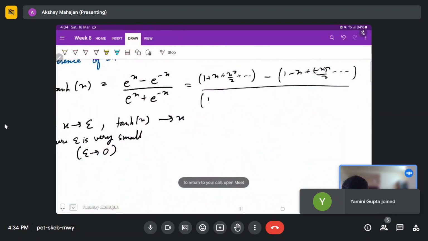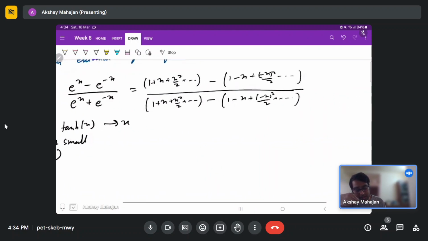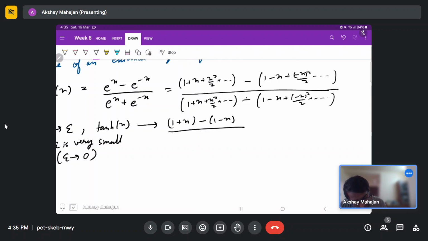Alright, and then similarly just do this expansion here, and minus x plus minus x whole square by 2 and so on. As x is very small, you can ignore the higher order values basically. So for this tan hyperbolic, if x is very small, what will happen? You will ignore the higher order terms, which are x squared terms. So ignore the higher order terms. So you will get (1 plus x minus 1 minus x) upon (1 plus x plus 1 minus x).